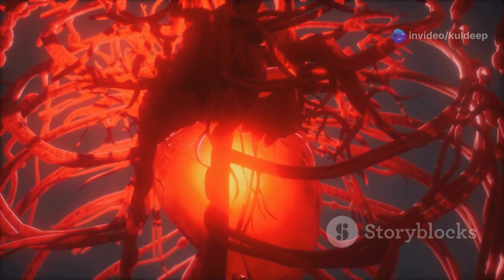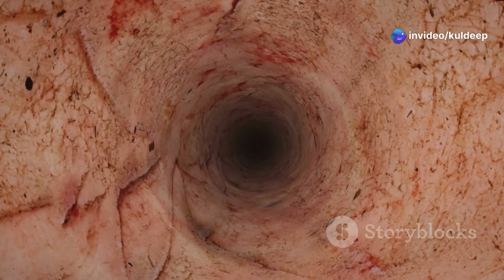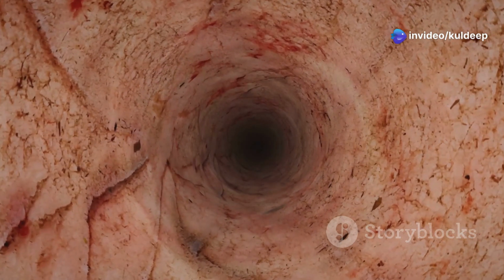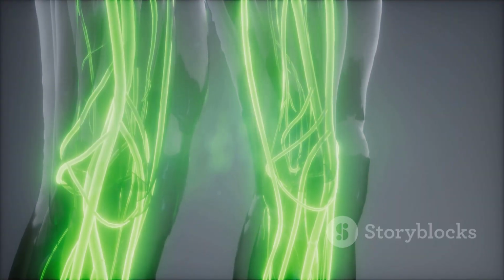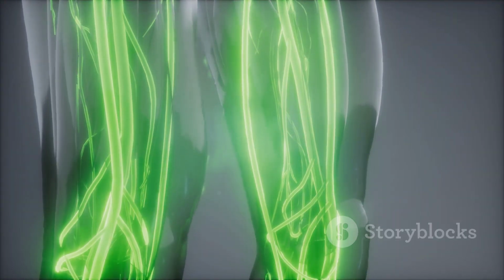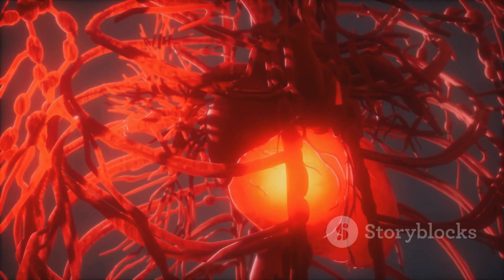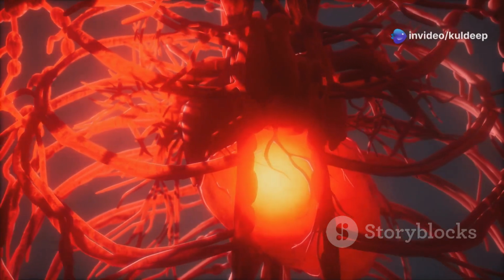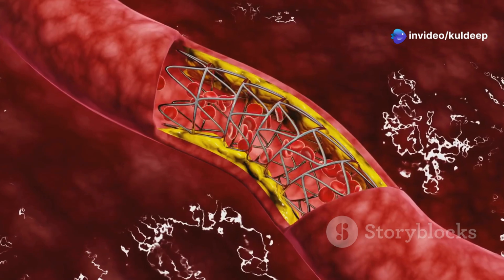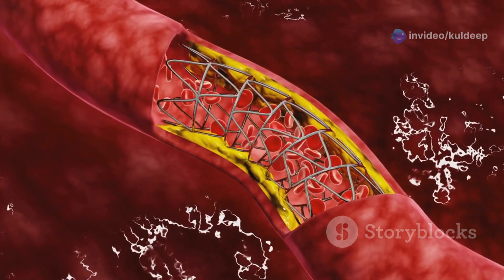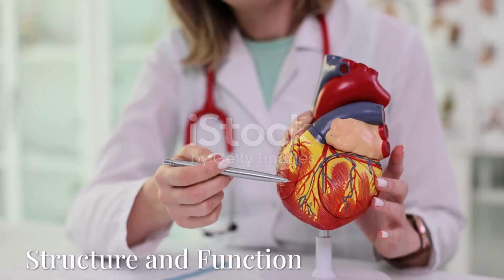There are three types of blood vessels. First, we have arteries, which carry blood away from the heart, usually oxygenated. Then, there are veins, which carry blood to the heart, usually deoxygenated. Lastly, we have capillaries, which are microscopic vessels where the exchange of materials occurs. Arteries have thicker walls, veins have valves, and capillaries are one cell thick.